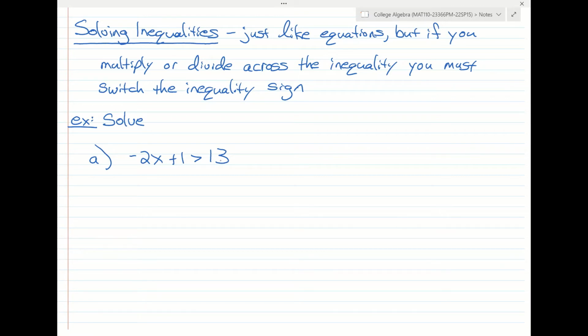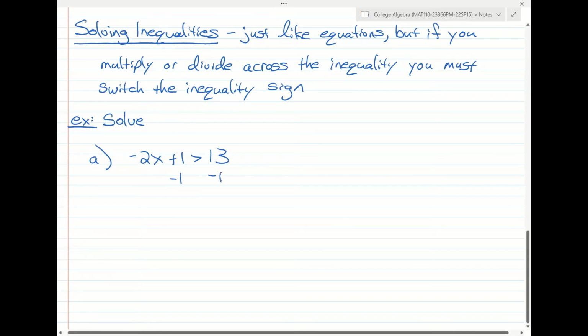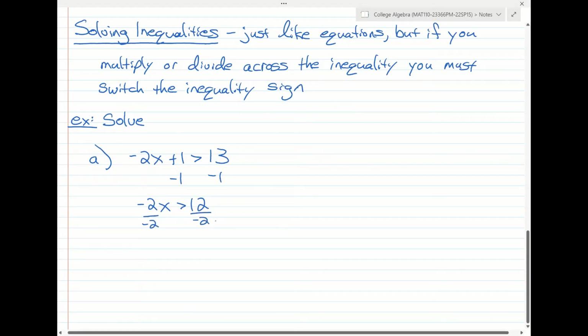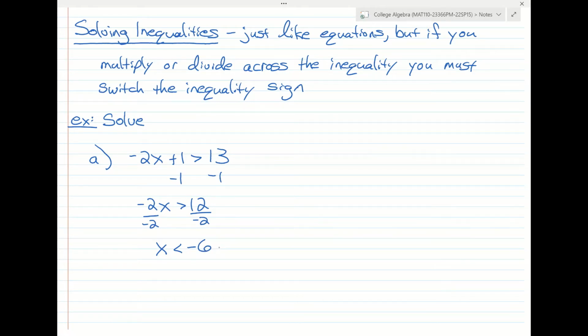Just like if it were a regular equation, what we'd do is subtract 1 on both sides. We get -2x is greater than 12. Then if you divide by -2, you have to switch the inequality. Anyone know why we do that? It is a rule in math, but does anyone know where that comes from?